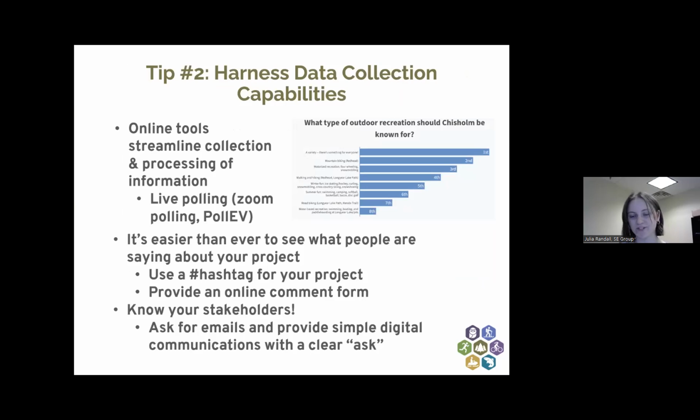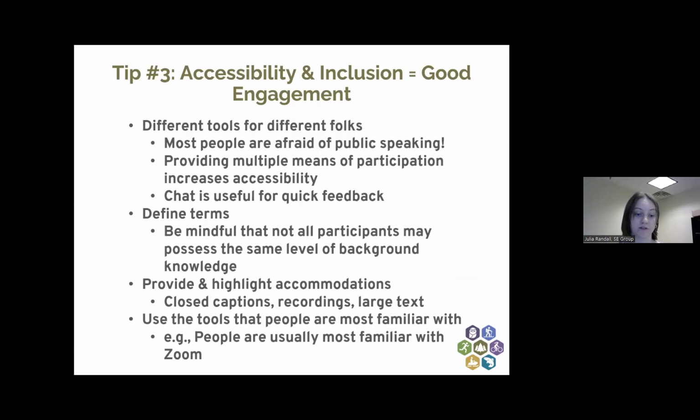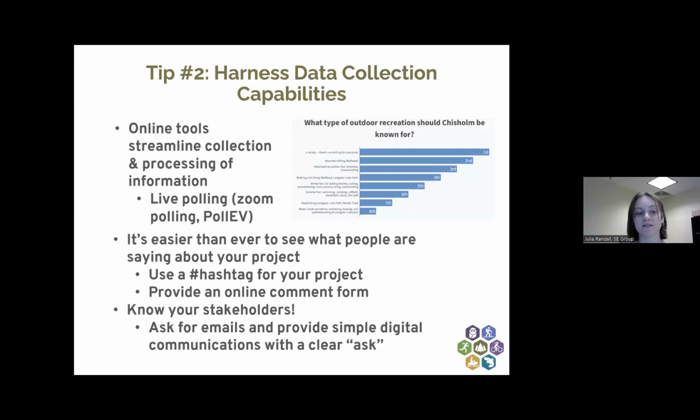So the second tip in terms of virtual engagement is that online tools can really help streamline the processing of data and information. So for example, this is an example of the Poll Everywhere tool and the usefulness of that platform for future presentations and communication of community priorities. Zoom polling can also be really effective for this.